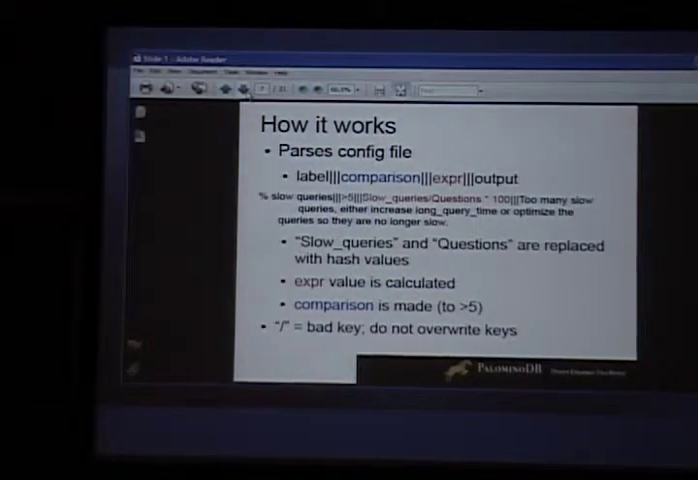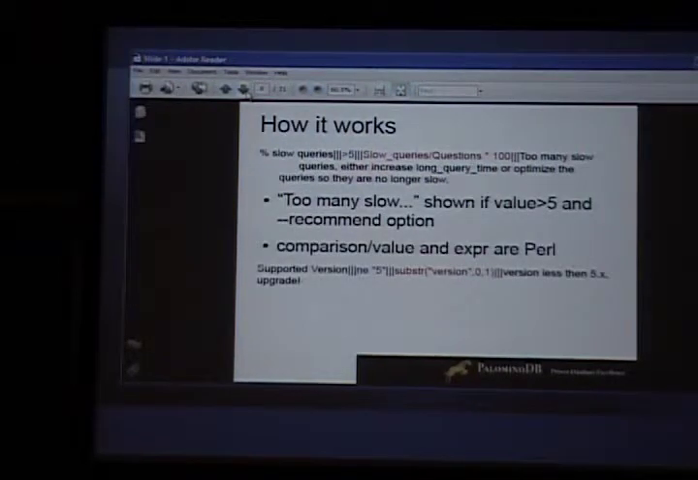So slow queries and questions are replaced with hash values. The expression of the value is calculated, the comparison is made. Now, one thing that's important is, because one of the reasons it's so flexible is because it's so dumb, if you have a key value pair where the key is the slash, the divided by sign, you're going to end up having some really weird output. Now, why would you ever have divided by as your key? You wouldn't, but maybe you might have something like slow questions or slow queries as a different key, and you might end up overwriting that value in the hash. So you do have to be careful.